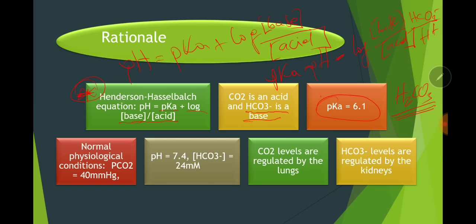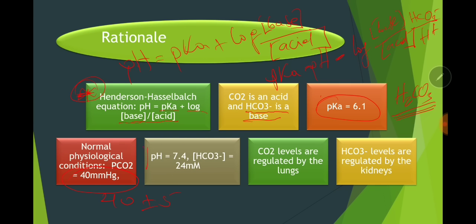It's a weak acid. All right, so in normal physiologic conditions, the partial pressure of carbon dioxide, as I mentioned before, is 40. So usually it's 40 plus or minus 5, right? Meaning if you're in the range of 35 to 45, you are still within normal limits. And the physiologic pH is 7.4, okay?